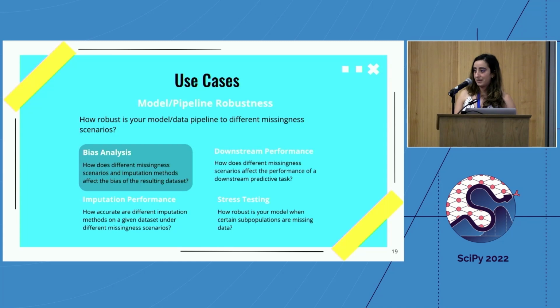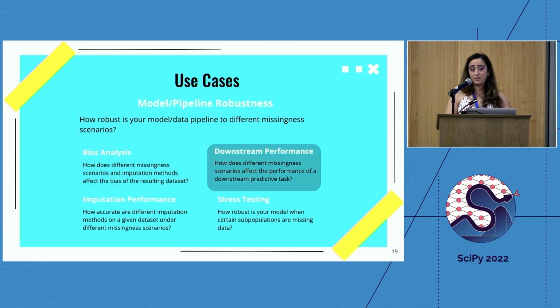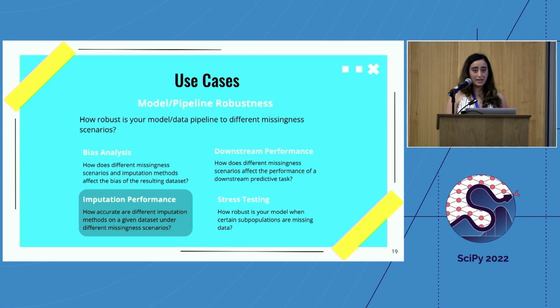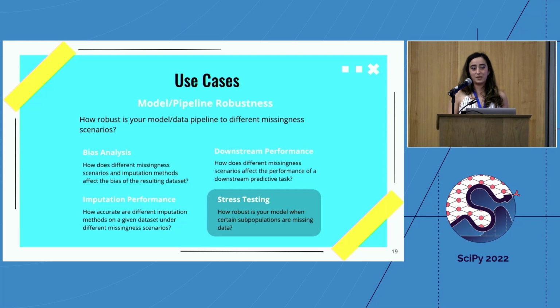So we can analyze the bias. How do different missingness scenarios and imputation algorithms affect the bias of the resulting data set? Or let's say we want to look at how the different missingness scenarios and imputation methods affect downstream performance. Or we can look at imputation performance. Which imputation methods are most accurate under the different missingness scenarios? And you can simply also just stress test your model. How robust is your model to certain subpopulations missing data?